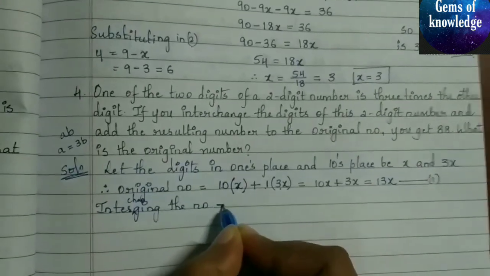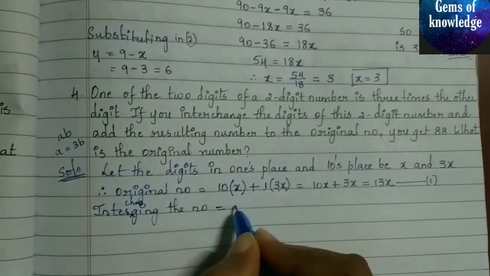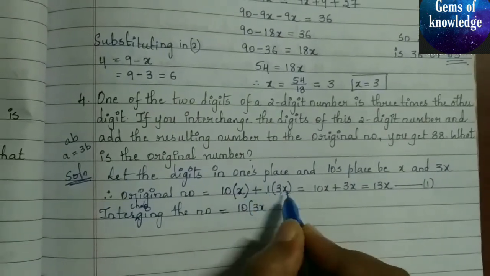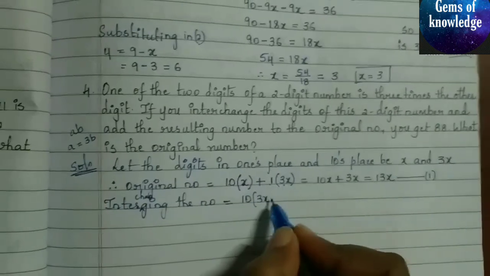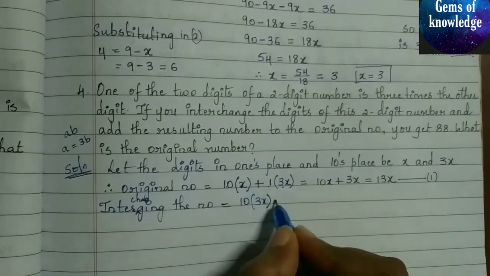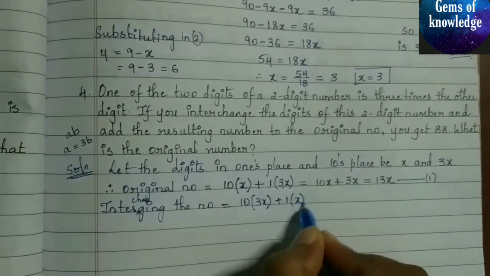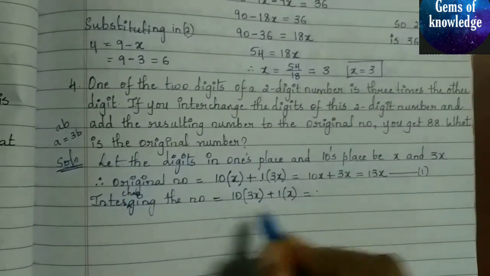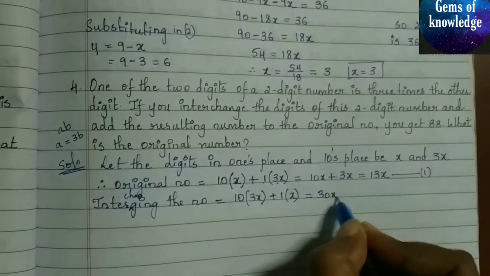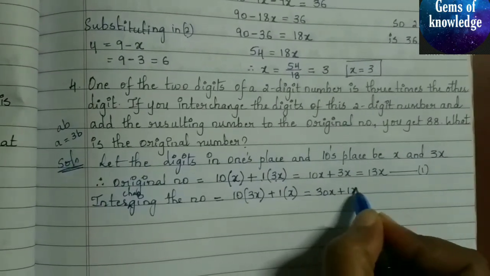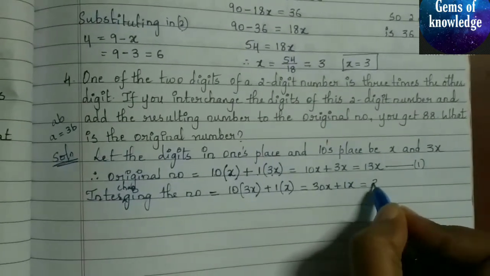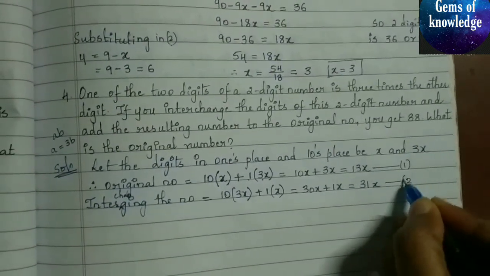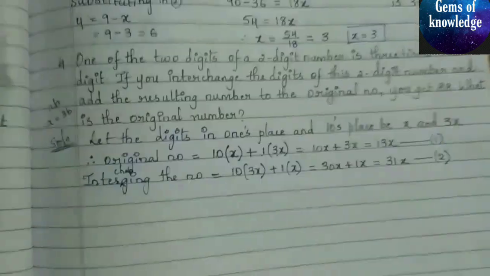So on interchanging the numbers, only these two numbers you have to interchange. Here we will get 10 into 3x plus 1 into x. 10 into 3x is nothing but 10 3s are 30x, plus 1 into x is 1x. So 30x plus 1x is equal to 31x. Let us consider this to be equation 2.